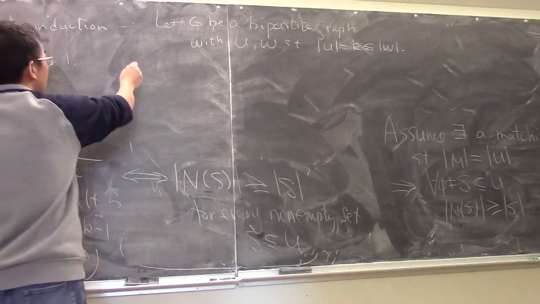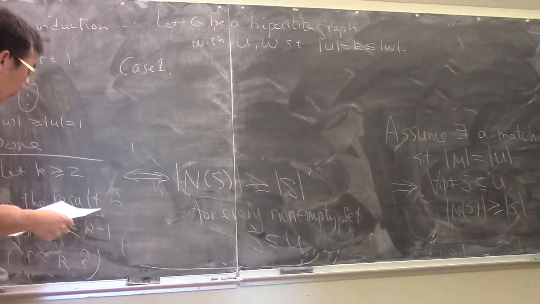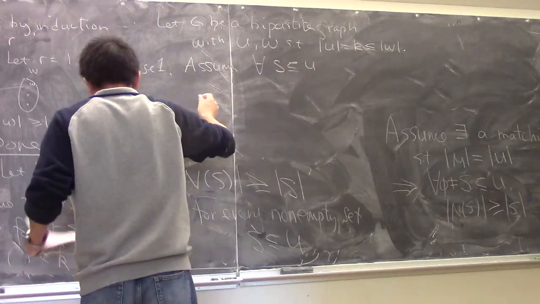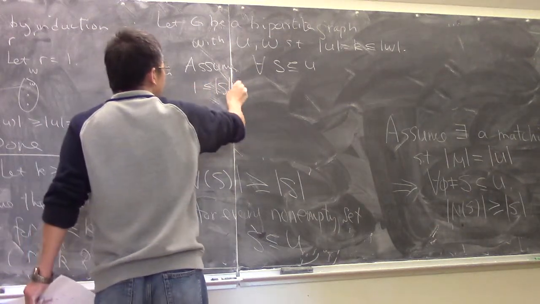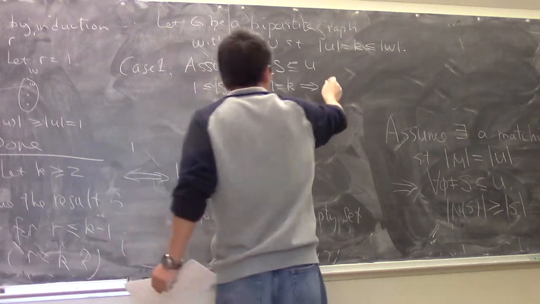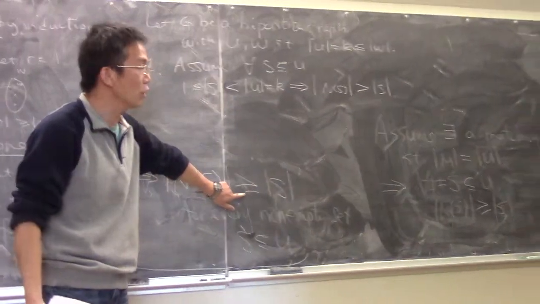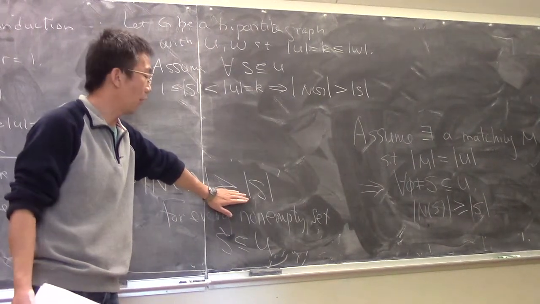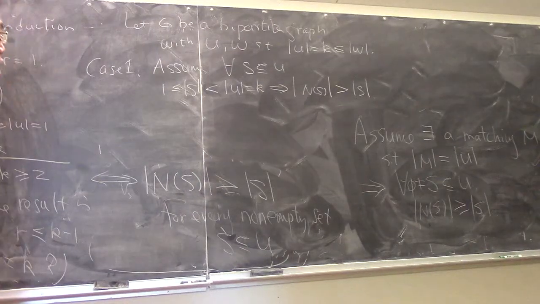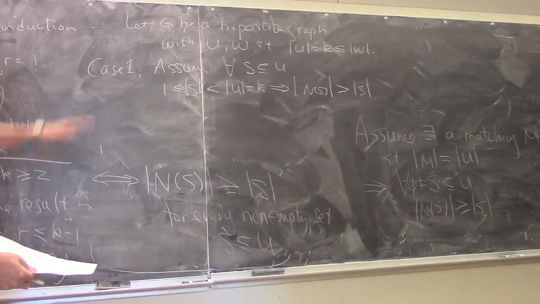I'm going to consider two cases. Case number one. Assume that for every S in U, if the cardinality of S is larger than or equal to 1 and strictly less than the cardinality of U, which in this case is k, this implies that the cardinality of N(S) is strictly larger than the cardinality of S. Here my original condition says larger than or equal to, so this is a little bit stronger assumption. I know for every such S that the cardinality of the neighborhood is strictly larger, and I'm going to prove the result with this stronger assumption.